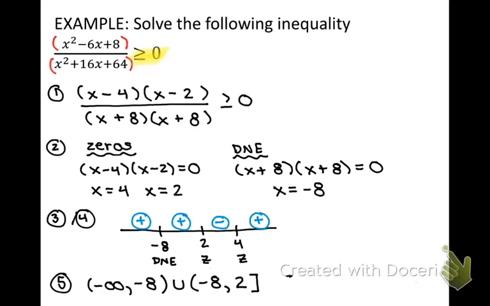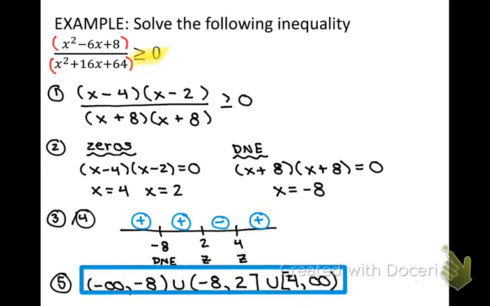And then the last interval I'm looking at here is going to be from 4 to infinity. 4 is a 0. This is greater than or equal to 0, so it gets a bracket, and infinity always gets a parenthesis. So that right there is my final answer.